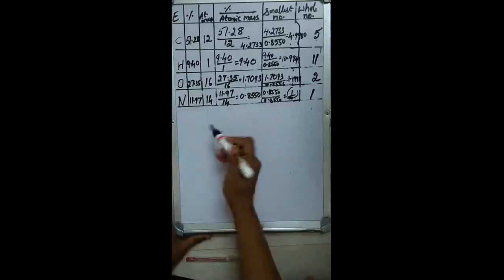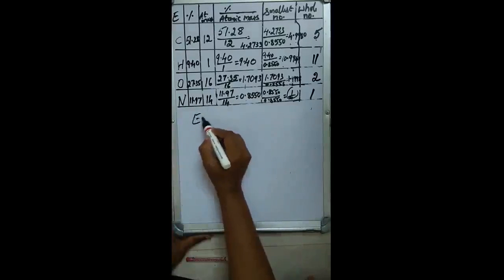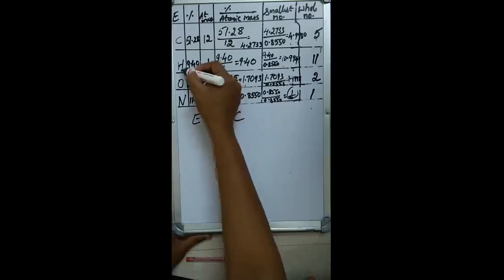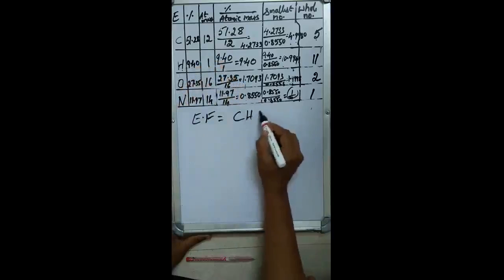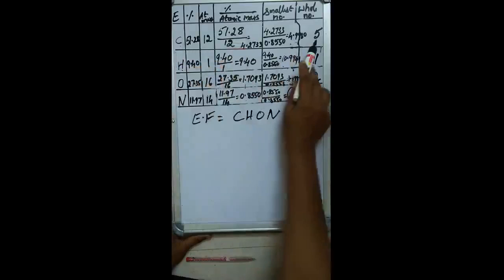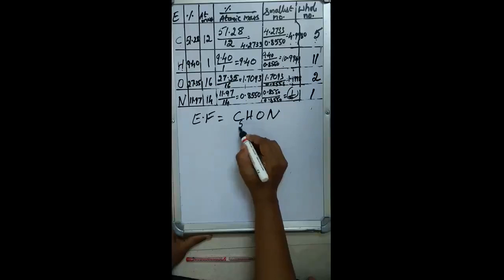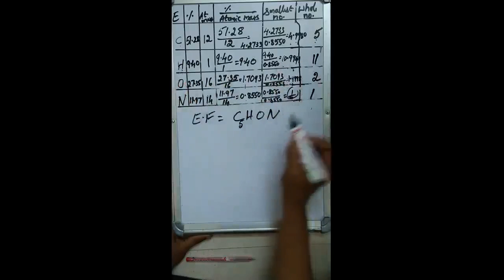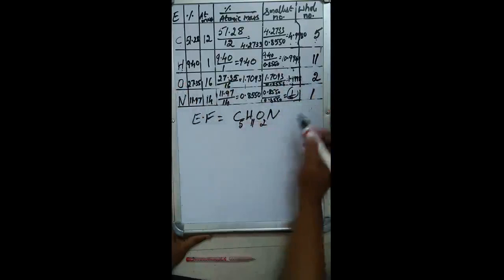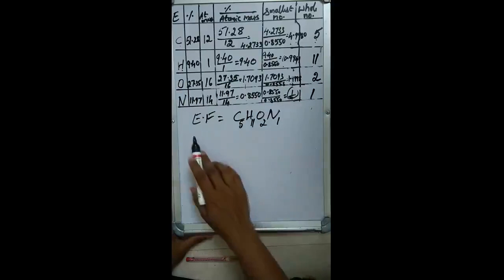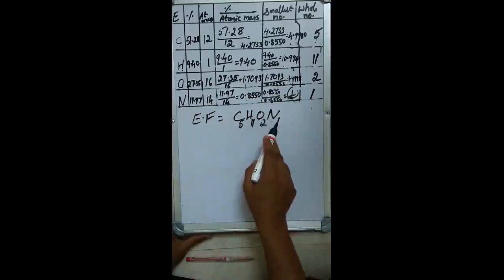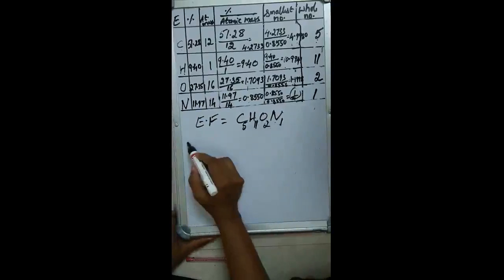Now what is the empirical formula? What are the elements present? Here: carbon, hydrogen, oxygen, nitrogen. In that order only I will write, so that you can write the numbers easily. Carbon, what is the whole number you got? 5. Hydrogen, 11. Oxygen, 2. Nitrogen, 1. So the empirical formula is C5H11O2N1.